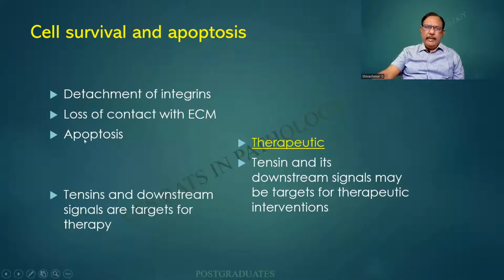So what is happening here? Detachment of the integrins, loss of contact with the extracellular matrix, that can be apoptosis. And the tensins and the downstream signals. Sometimes what will happen is they are used for therapy. Now, if people can actually induce this and it is a tumor cell, there can be a detachment, there can be a destruction of the tumor cells, and only that is being targeted. So for targeted therapy, this could be used.